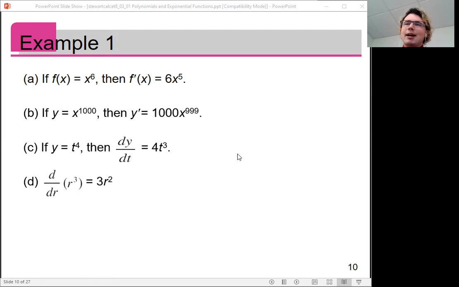Here's another one. Again, we're using a different independent variable. So it must be that r is my independent variable. I'm calculating d/dr, that's my operator, and I'm applying it to the function r cubed. Well, that will give me 3 times r squared. I just bring down the power and I've got 3 times r raised to the power 2. Nice.